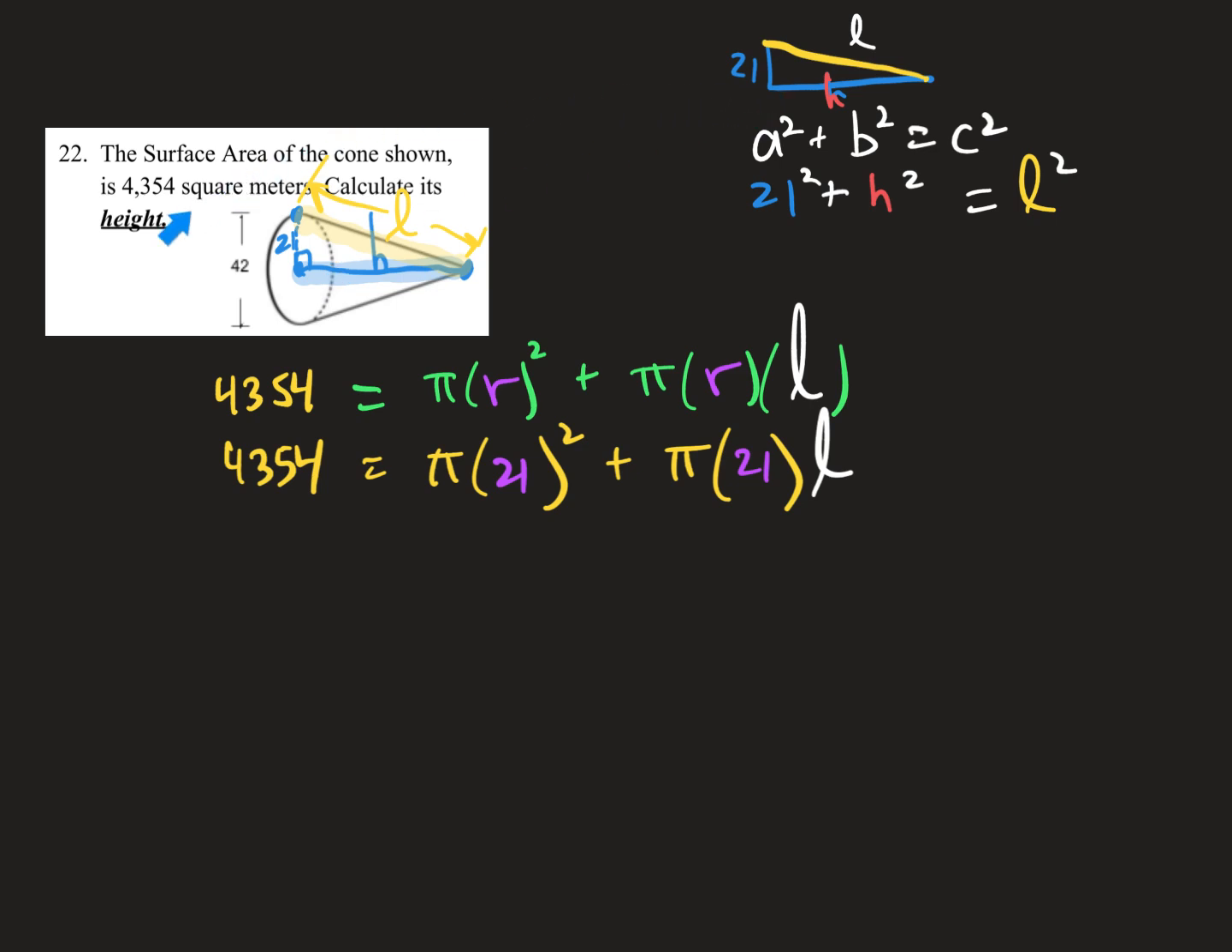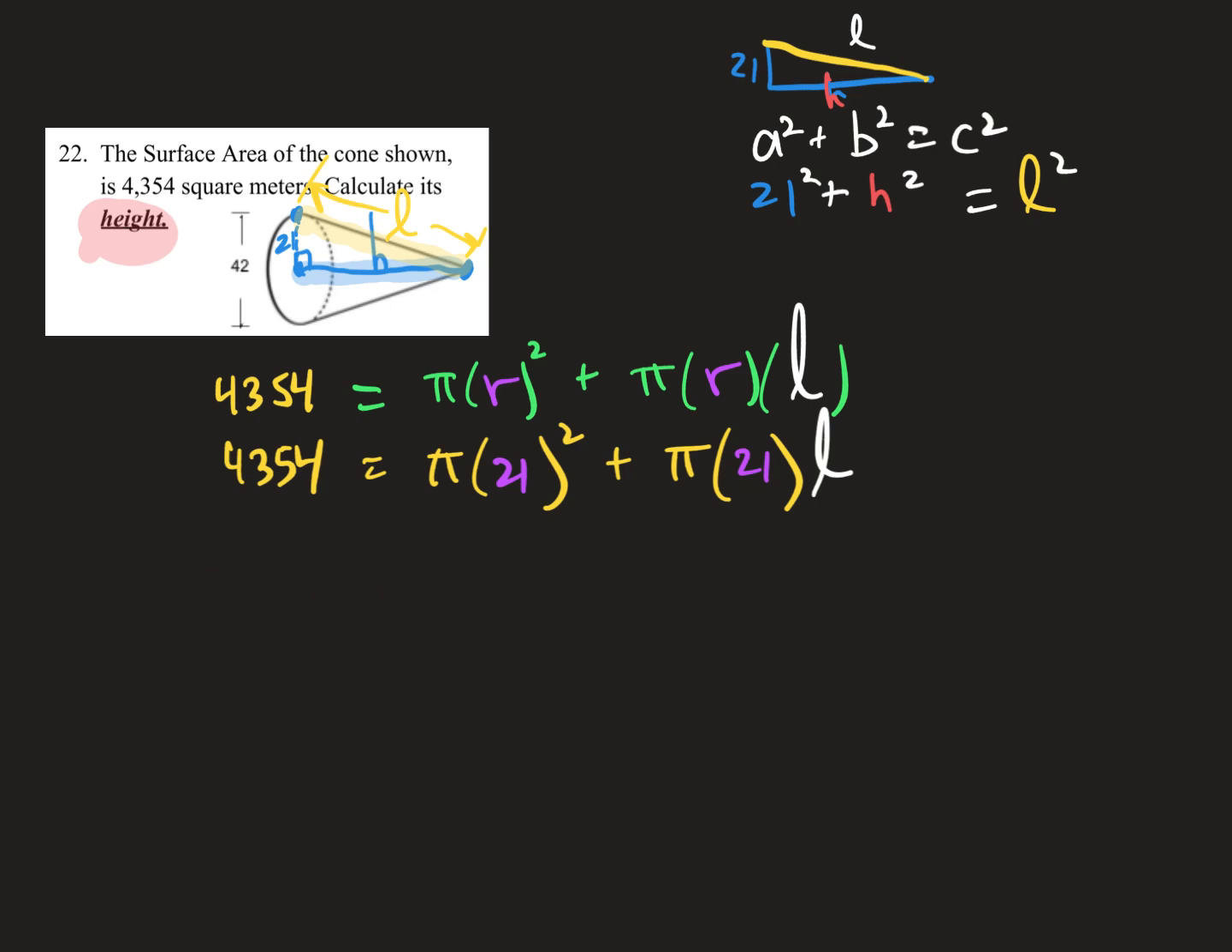They wanted to know the height, and we can do that using the Pythagorean theorem and this right triangle. But we can't find height until we know L, slant height. And thankfully they gave us the surface area. So with this formula, we can find the slant height, and then we'll substitute it into the Pythagorean theorem and find what they're looking for.